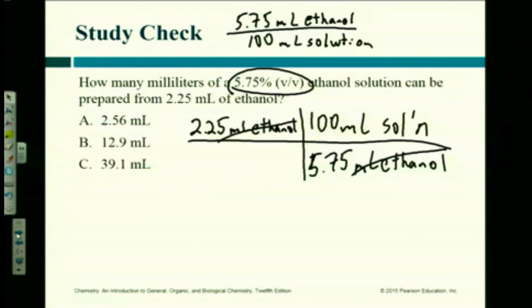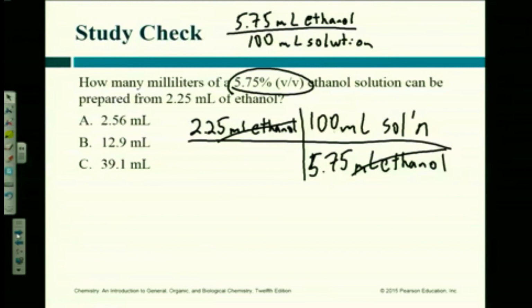Yes, ma'am. When you see volume to volume up there, how do you know you're not looking at liters versus liters and having to convert from liters to milliliters? If I could use liters over liters, I have to have both of them the same. I could have 5.75 liters of ethanol over 100 liters of solution. But those are large amounts, right? We don't deal with 100 liters. That's a lot. So we normally do this in milliliters.